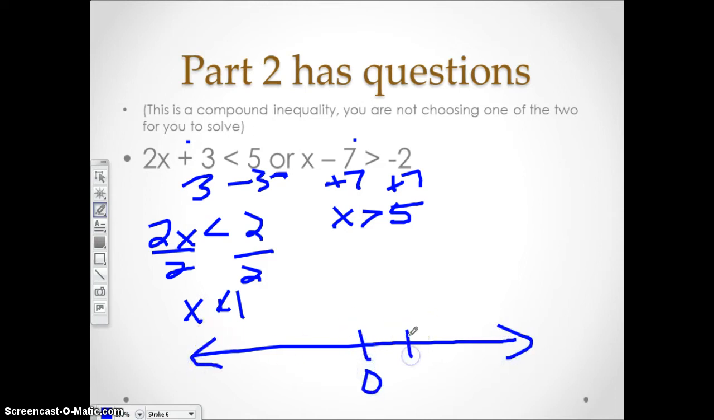If x is less than 1, we have an open circle with a bar going this way. x is greater than 5. 1, 2, 3, 4, 5. Open circle because it is not equal to, with a bar going this way. This is a disjunction.